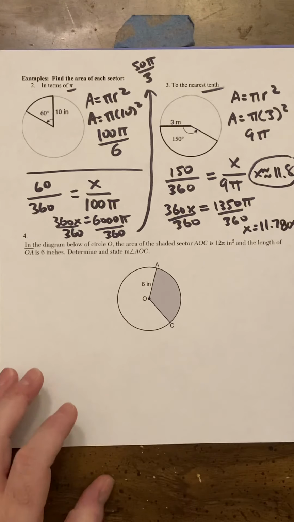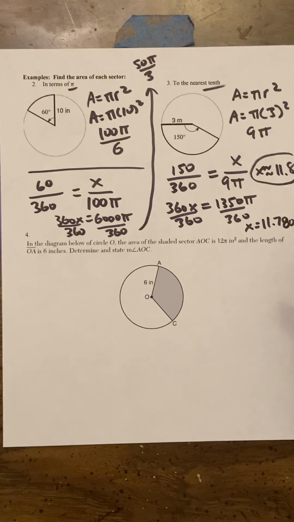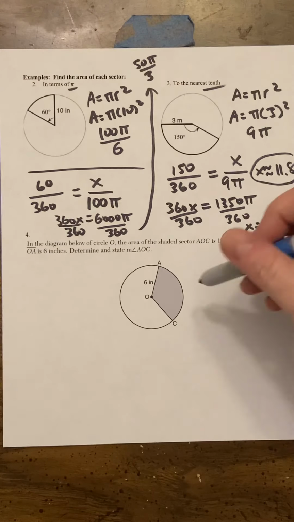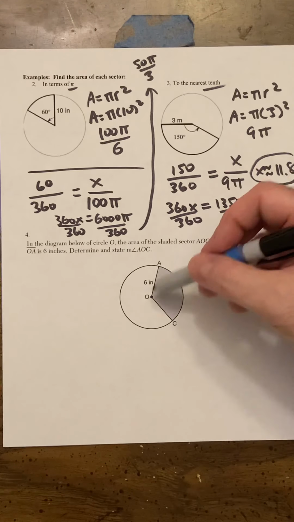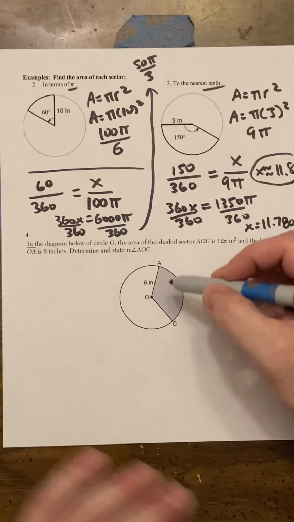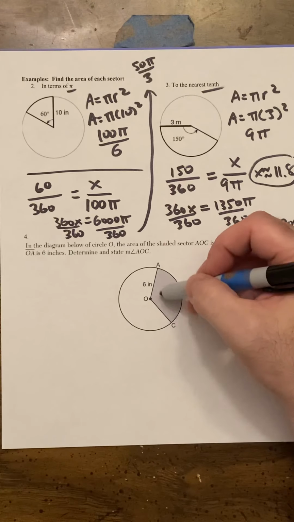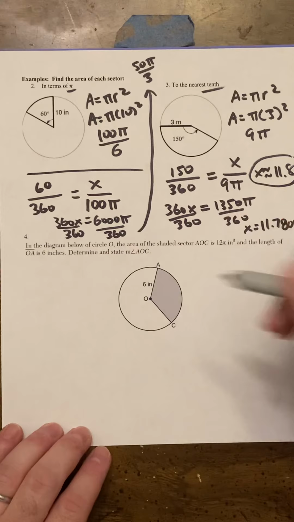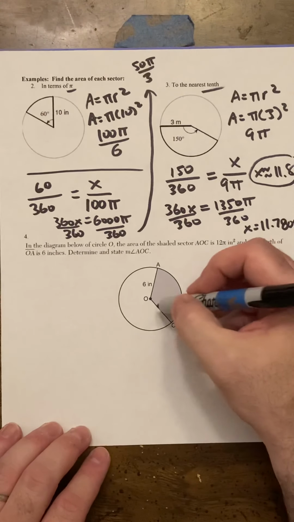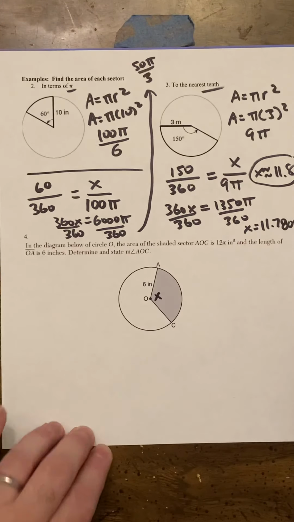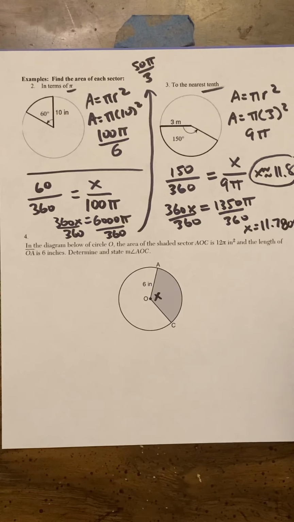All right, last problem. Here, the difference is going to be, let me read the question, you'll see the difference. In a diagram of circle O below, the shaded sector is 12 pi. They're telling us the shaded section. They want to find the measure of angle AOC. Now, you're welcome to put a theta there, or you could call it x. Some people like to work with x better, all right?